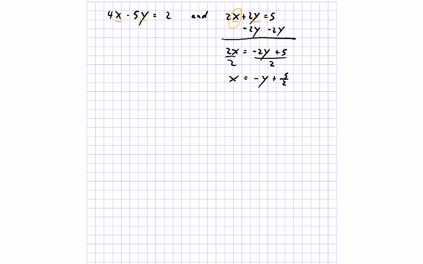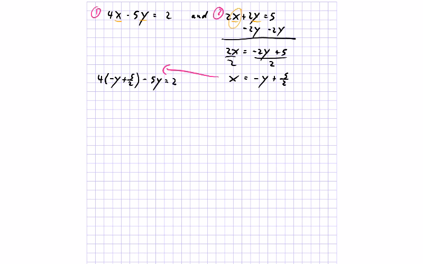Now I need to take what I've done. I've done everything that I can with the second equation up to this point. So the only thing I can do is substitute over to the first equation for what I have done so far. So I'll put 4, and instead of x, I will put negative y plus 5 halves. Always use parentheses when substituting.